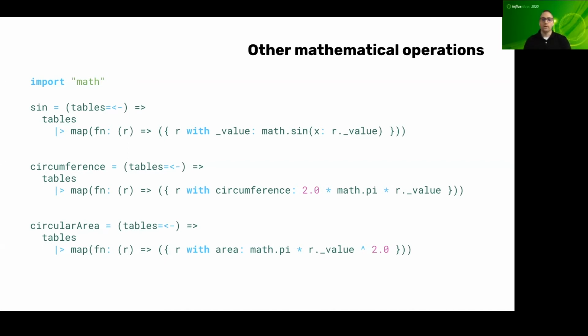I would then multiply the values. I'd use the formula 2 pi r to calculate the circumference. So I use the math.pi constant to represent pi in that formula. Same with circular area. I have my map transformation that I then use the formula pi r squared to calculate the area of a circle. I use the math.pi constant and square the existing values.